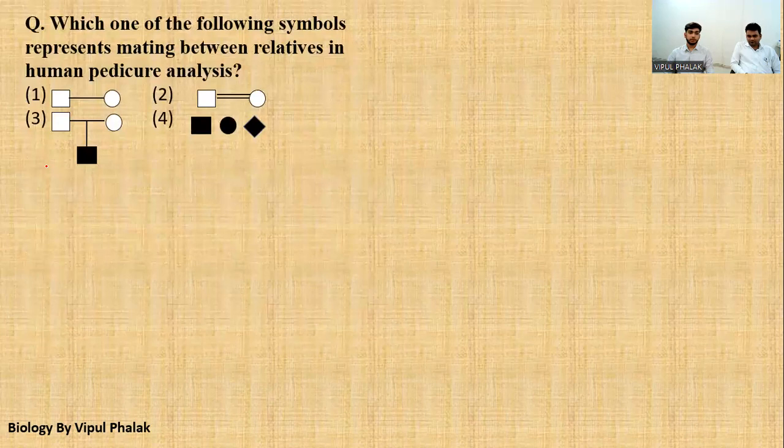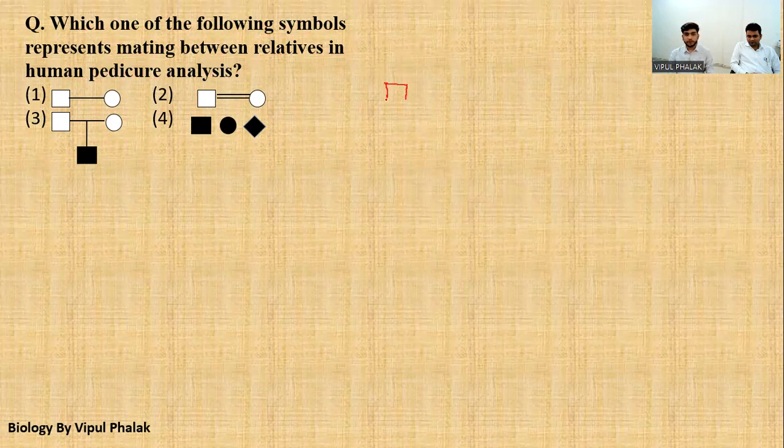So here we have got a question of pedigree analysis. They have asked which one of the following symbols represents mating between relatives in human pedigree analysis. We have to remember some symbols here.